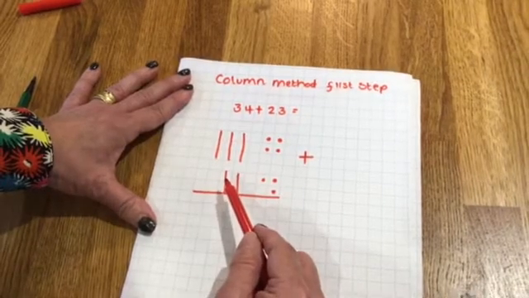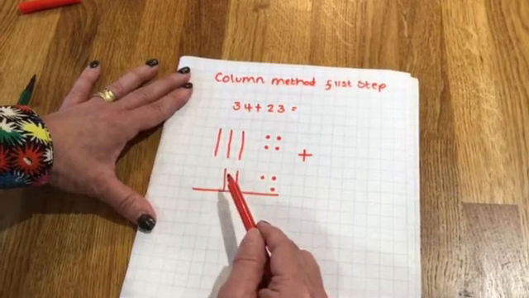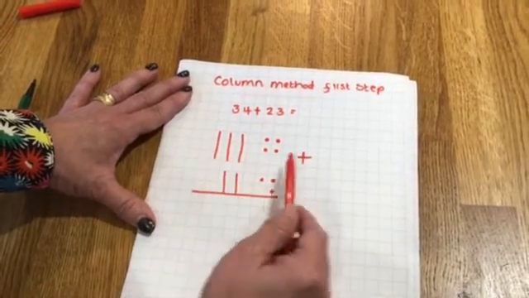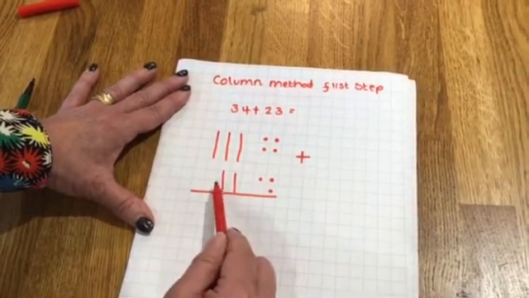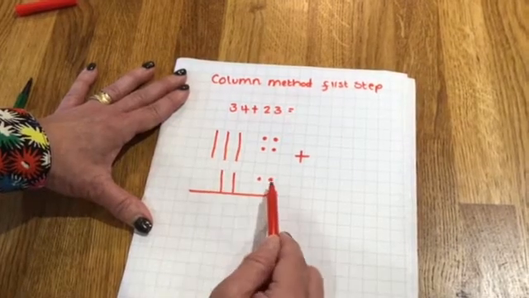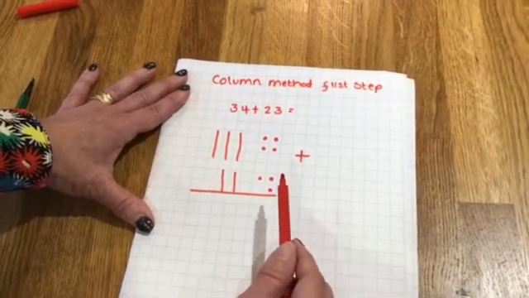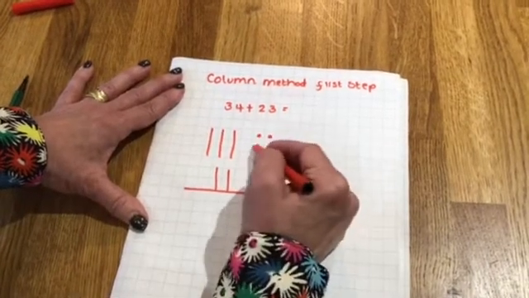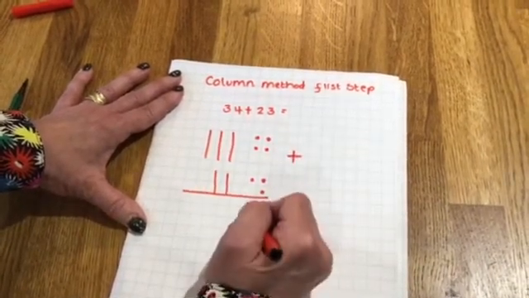In the PDF file, it shows it with base 10. However, I know you probably haven't got any at home, neither have I, so I've drawn a picture. So here is my 3 tens and my 4 ones for 34, and my 2 tens and my 3 ones for 23. So I'm going to add up my ones first. So I've got 1, 2, 3, 4, 5, 6, 7. Let's draw 7 ones.